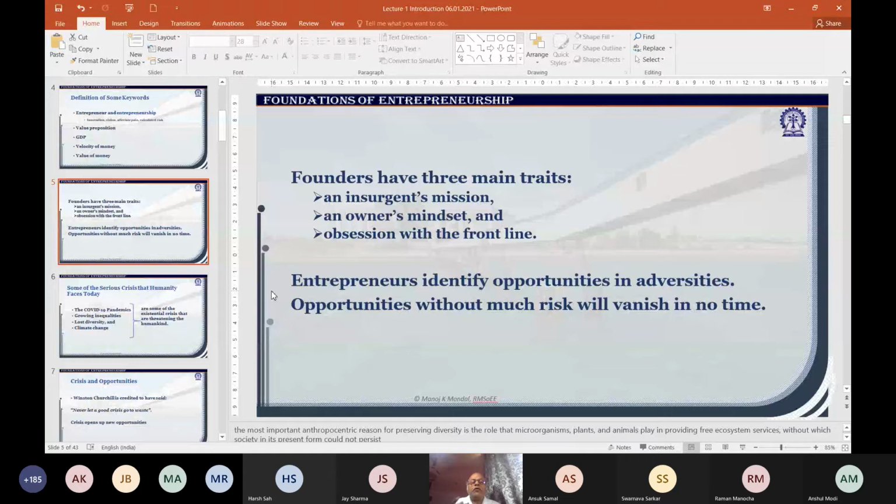Obsession with the front line. Front line means where you interface with customers. You show your product. He will say, your product is bullshit. And you don't say, go to hell. You say, I'm sorry, sir. Can you give me some more input? Can you be more specific so that I can come back with a better product? I will talk to my designer and come back with a better product. Only then do you become successful. You say, go to hell, your business is gone.